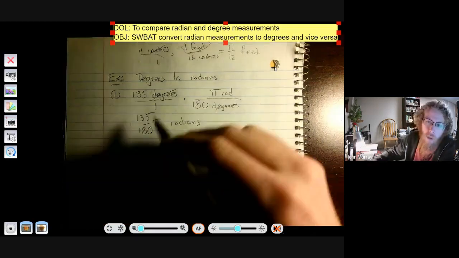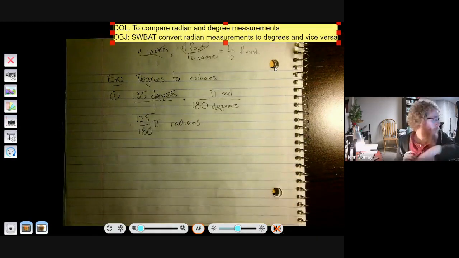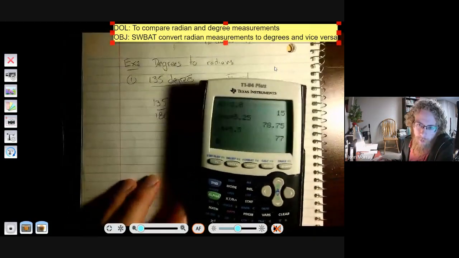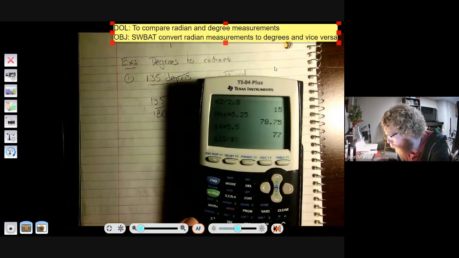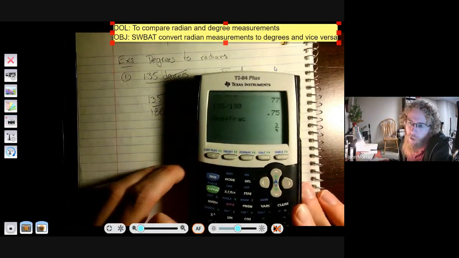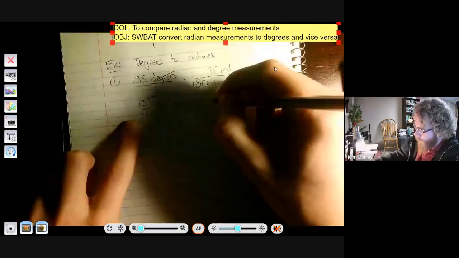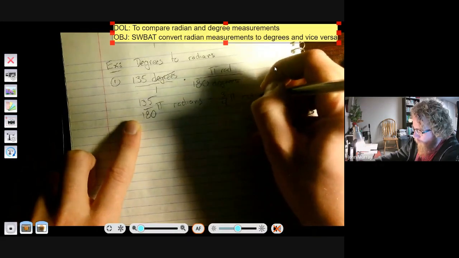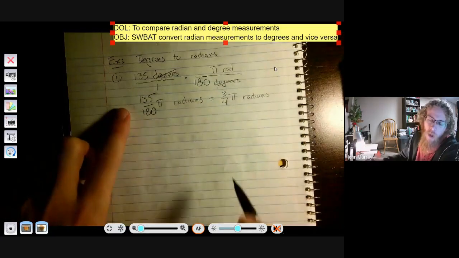It looks neater. It looks cleaner. So all you're going to do in this situation is reduce this fraction, 135 over 180. So you might have to do it the long way, divide everything by 5, find common multiples and divide. But you can also change it to a fraction. So 135 over 180 reduces to 3/4. So I can say that 135 degrees is 3/4 pi radians.